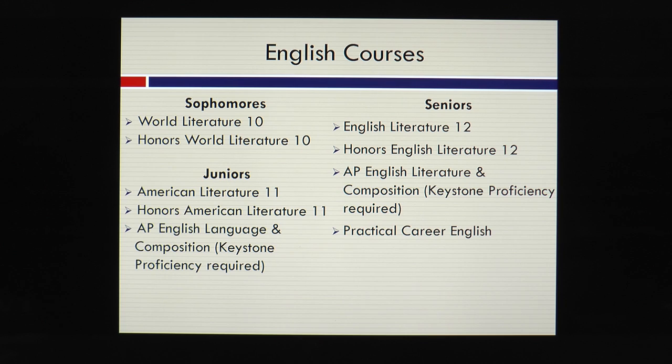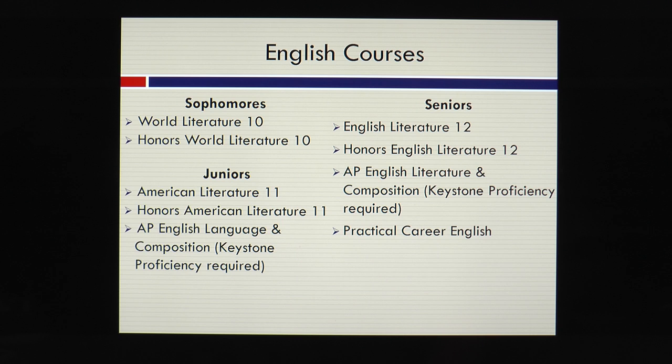For seniors, we have a variety of options. The advanced placement program continues with advanced placement literature and composition. Please note that 11th grade AP is not a prerequisite for 12th grade AP. Like the 11th grade advanced placement class, literature and composition can also result in a student receiving college credit. In addition to the advanced placement class, we do have both Honors English 12 and regular English 12, and those continue the progression from the prior courses.